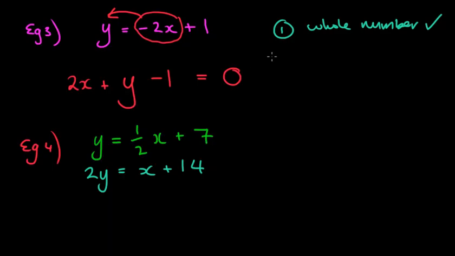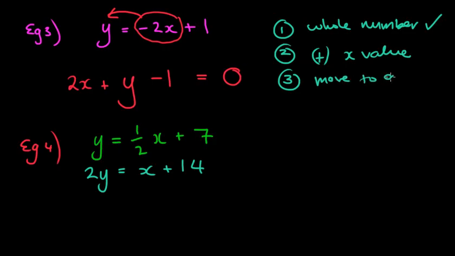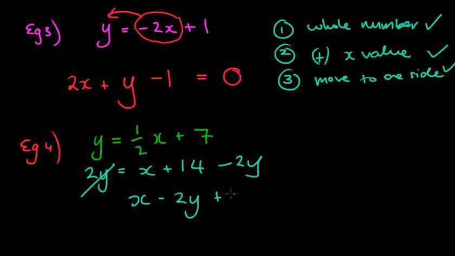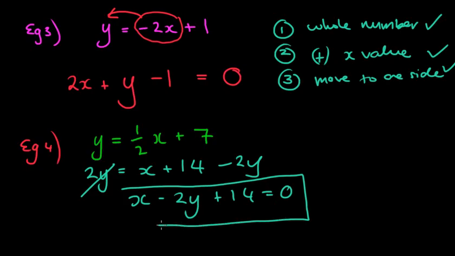Second thing, we want to make sure, as we spoke about before, we want a positive x value. So where's x positive? It's on the right hand side. So we're going to move everything now to the right hand side, move to one side. Okay, so get rid of plus y is minus 2y, and now I'm left with x minus 2y plus 14 equals 0. How good is that?